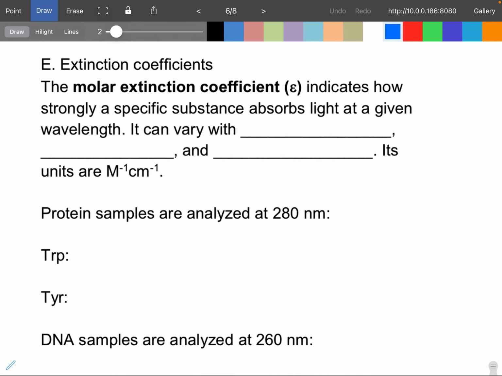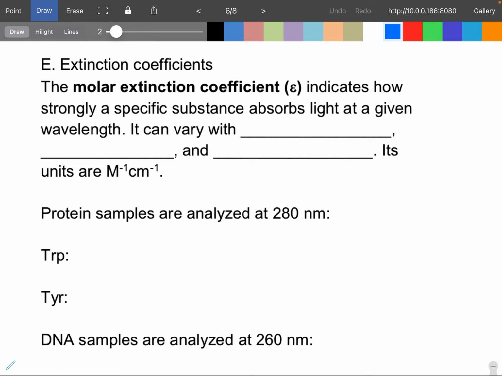So let's talk about that extinction coefficient and what it means and maybe some examples of what those would be. So the molar extinction coefficient, epsilon, it can be other things. Sometimes there are mass extinction coefficients. We're talking about the molar extinction coefficient. This indicates how strongly a specific substance absorbs light at a given wavelength.